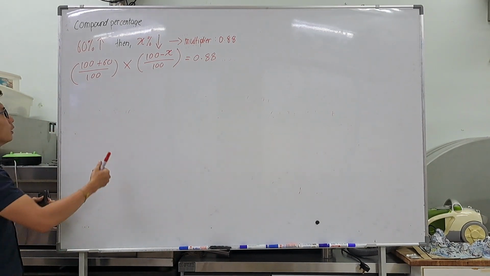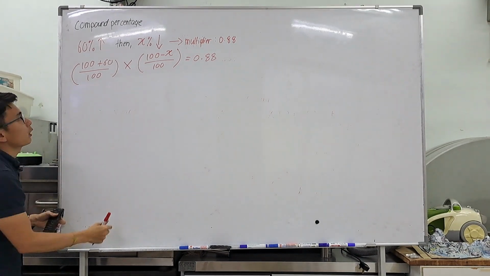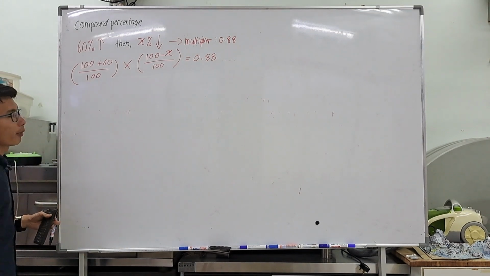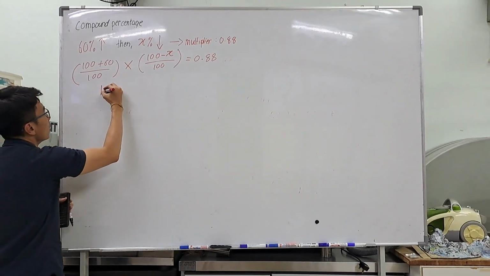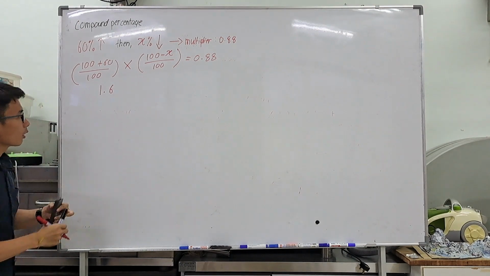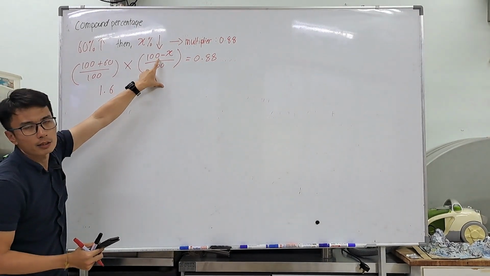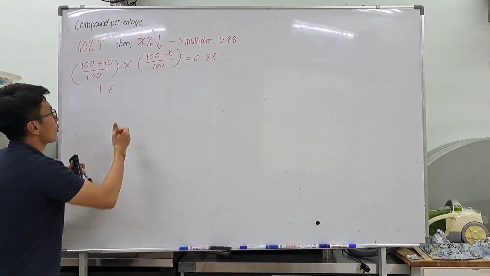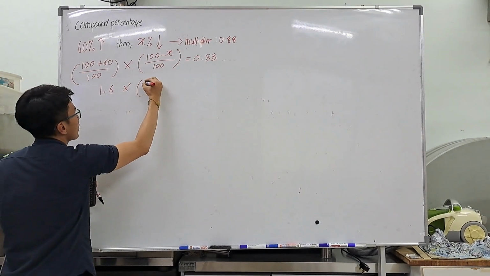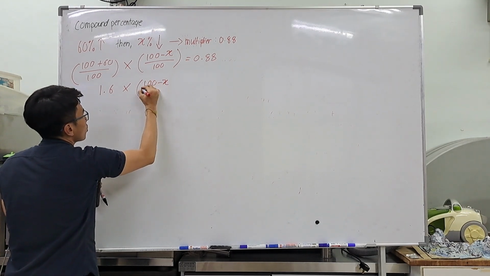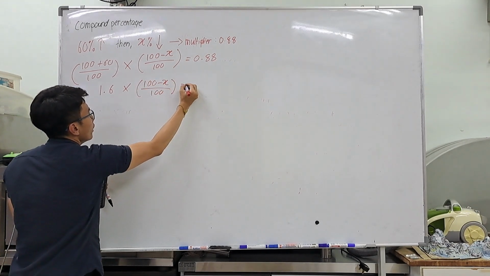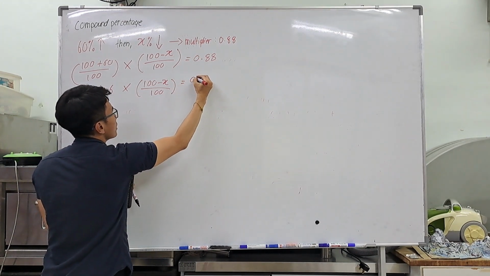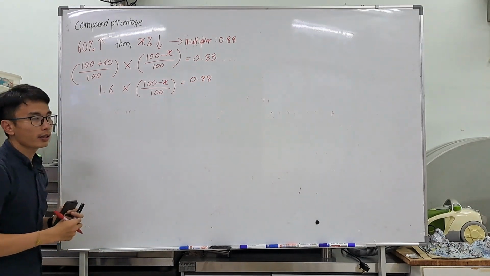Take a look at the first bracket over here. We can simplify this. 100 plus 60 divided by 100 will be 1.6. Over here, I can't do anything yet, so I'm just going to leave this alone and copy it back down. This is going to be multiplying by 100 minus x over 100. And since I'm not doing anything with this yet, this is just going to be 0.88.